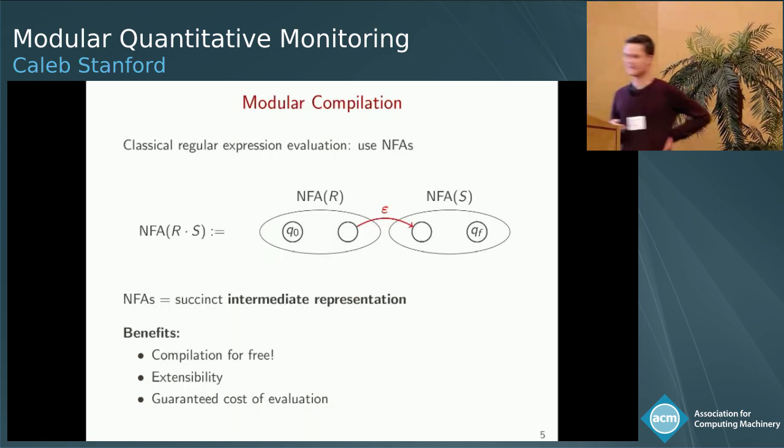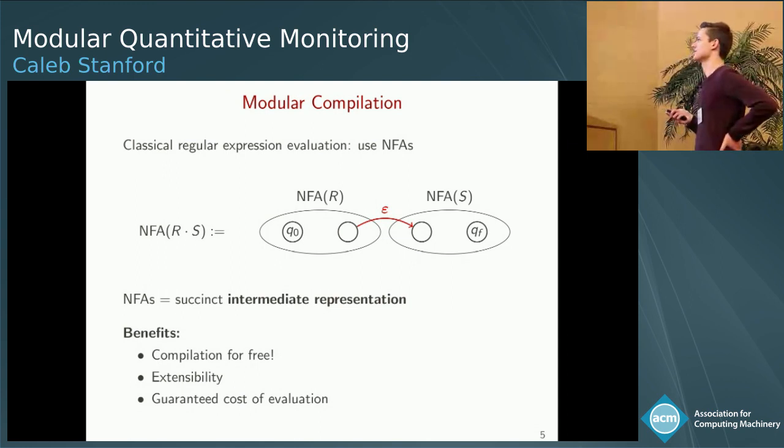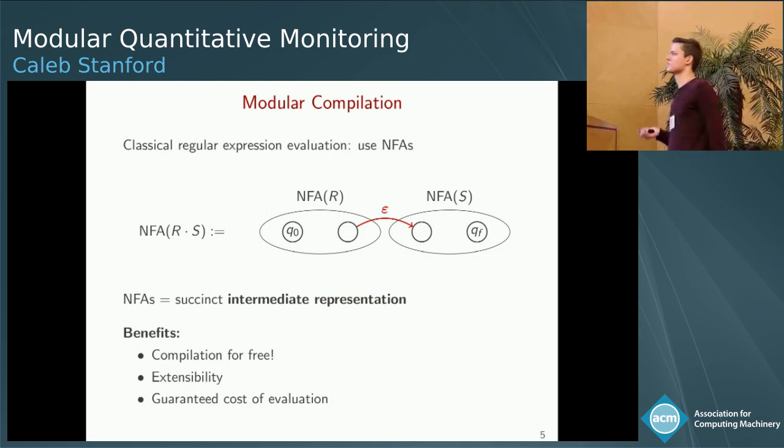So what do I mean by modular compilation, and what do I mean by modular quantitative monitoring in the title? So the best way to understand modular compilation is to go back to regular expression evaluation from your undergraduate computer science class. So when we compile regular expressions, one effective way is to use NFAs. And when you use NFAs, if you have an expression like R concatenate S, and you want to get compiled code for matching strings that match that regular expression, you can use a compiled monitor for R and a compiled monitor for S. So an NFA for R and an NFA for S. And you just stick them next to each other, and then you add one epsilon transition. So basically, to get compiled code for the full expression, you just compile the sub-expressions and then combine them with some single epsilon transition in this case.